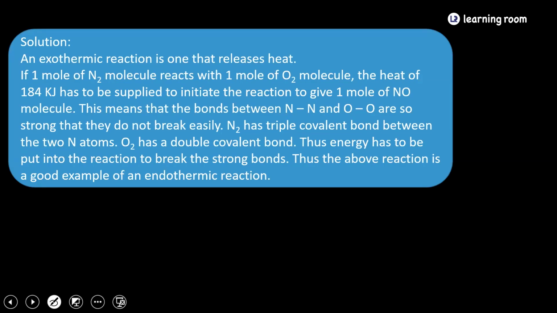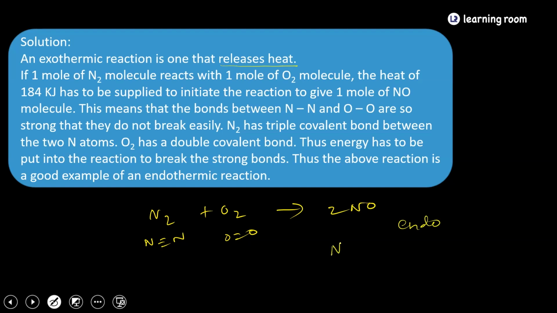So exothermic is one that releases heat. For example, when hydrogen and nitrogen combine, they give ammonia. A nitrogen molecule reacts with oxygen to give nitrous oxide. So N2 reacts with O2 to give 2NO. This means the bond between nitrogen and nitrogen, and oxygen and oxygen, does not break easily. So you have to provide energy to break the N-N bond and the O-O bond. The strong bonds have to be broken. The above reaction is called endothermic.